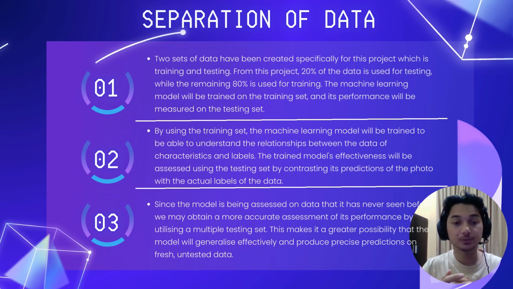The third step is, since the model is being assessed on data that it has never seen before, we may obtain a more accurate assessment of its performance by utilizing multiple testing sets. This makes it more likely that the model will generalize effectively and produce precise predictions on fresh and untested data. So that's all for separation of data.